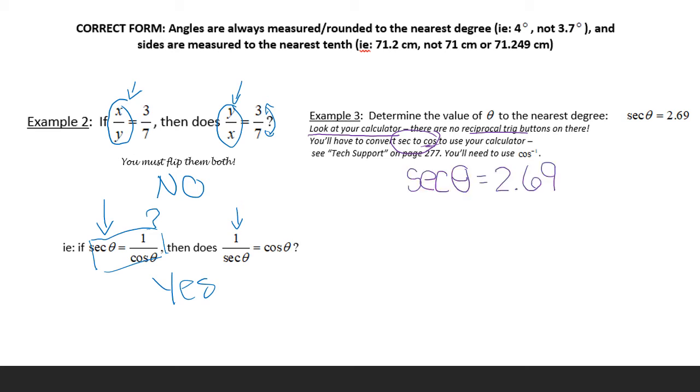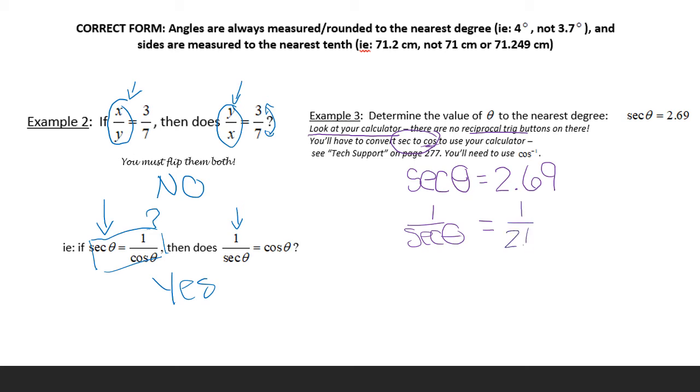Okay, what I want to do, remember, I need my calculator here. I know I need my calculator because of the decimals. So I can't use secant on my calculator, I want to use cos. So what I'm going to do is flip over this side here. I'm going to change this to 1 over secant. I'm going to flip this side over because I know that that's the same as cos. So 1 over secant, if I flip this side, I have to flip the other side. It's got to be 1 over 2.69.